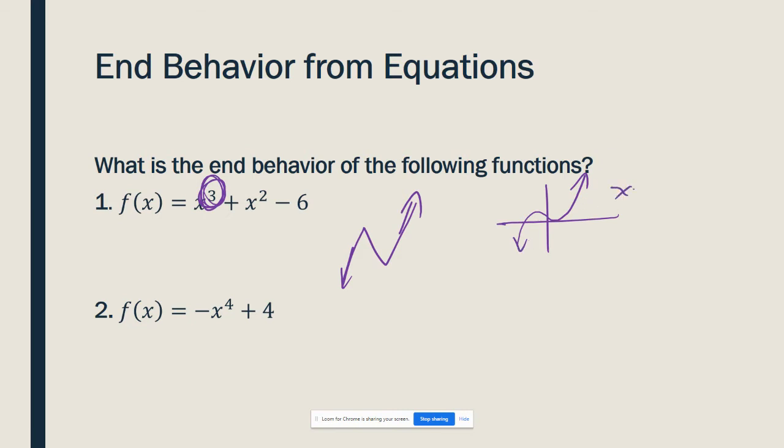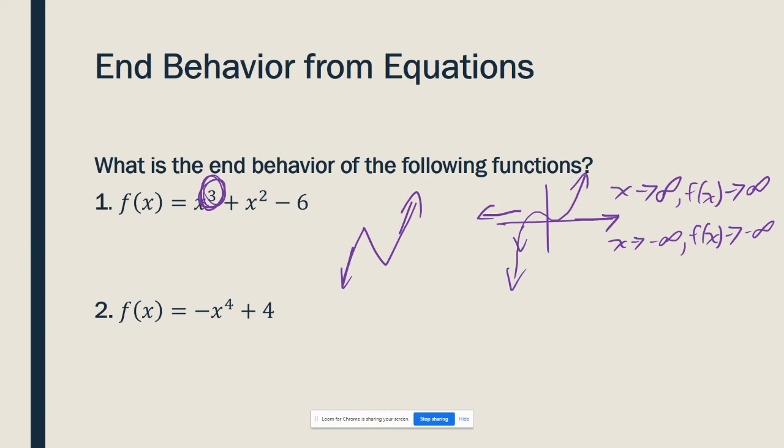So as x approaches infinity, as x goes to the right, y goes up. As x approaches positive infinity, f of x or y also approaches positive infinity. But as x approaches negative infinity, as x goes this way, y goes down. So as x approaches negative infinity, f of x approaches negative infinity.